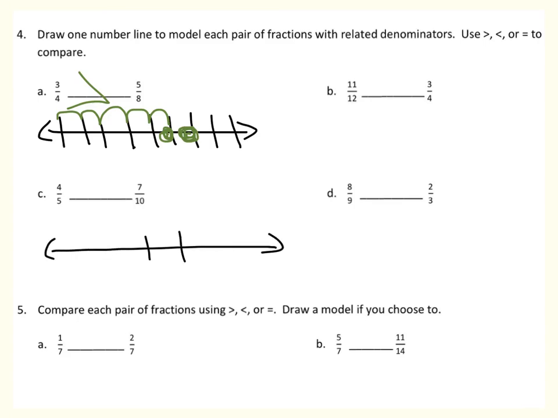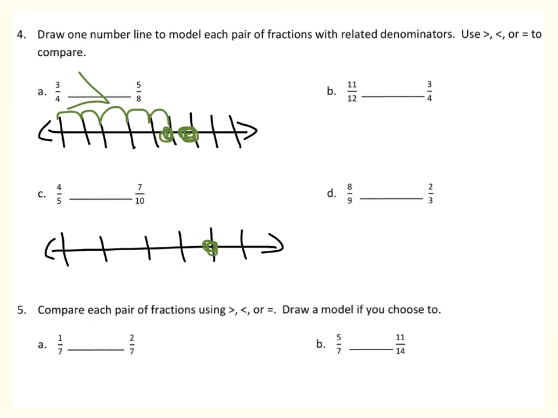Here's fifths, 4/5. Ooh, pretty awful. Sorry about that. 4/5. Hop over 4 times. 1, 2, 3, 4. That is not fifths. That's why it looks so awful. There we go. 1, 2, 3, 4 out of 5.